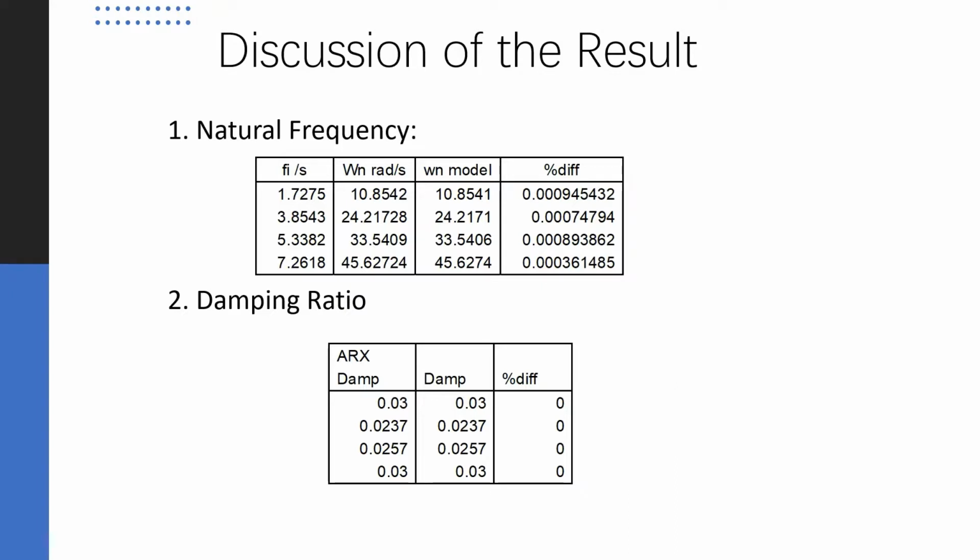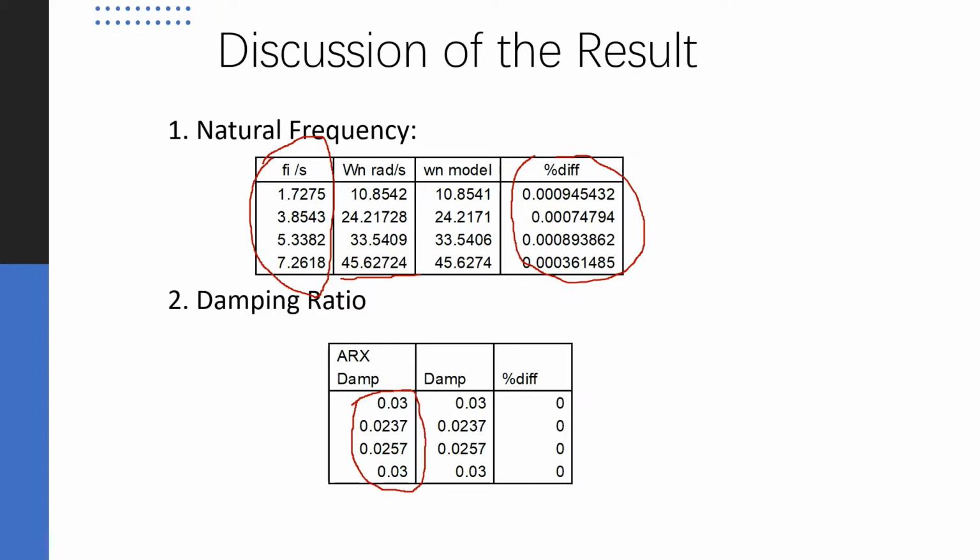The first column shows the result that we generated from MATLAB. Then we transfer it into the natural frequency in radians per second, and then we compare it with the percentage differences, and we do it for the damping ratio too, and we find that there are almost no differences for the ARX calculated natural frequency and damping ratio.